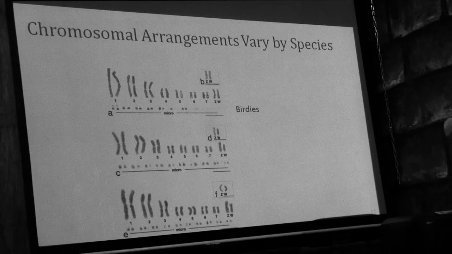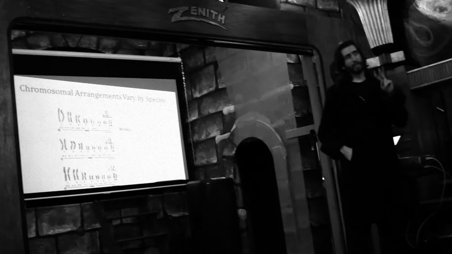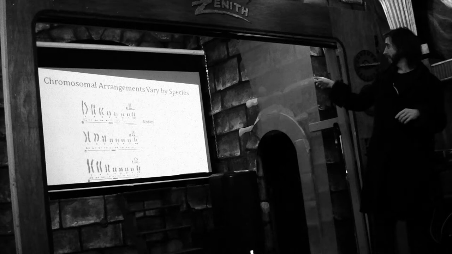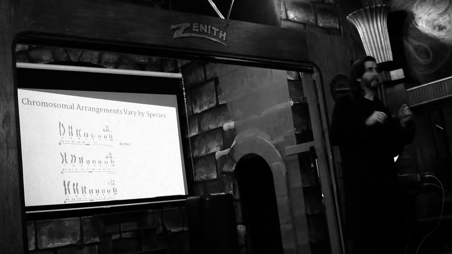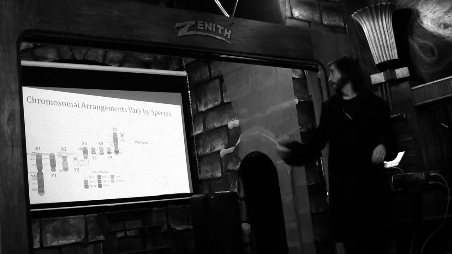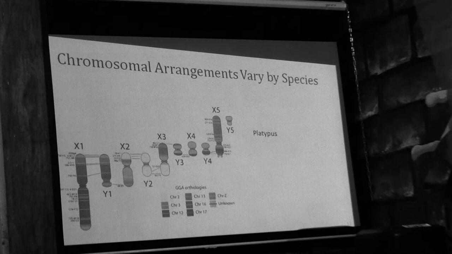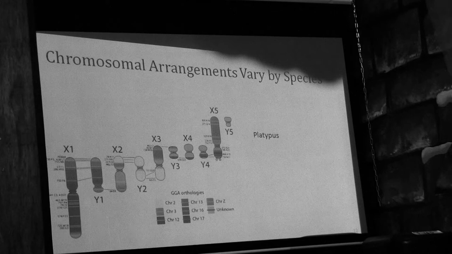They have a reverse situation, whereas females have two X's and males have an X and a Y. With birds, it's sort of the reverse, only they're called Z and W. Males have two of the same, and females have one of one and one of the other. And then you've got the platypus that has five different X's and like five different Y's and a whole mess of different shapes and size chromosomes that I don't even know how it works.